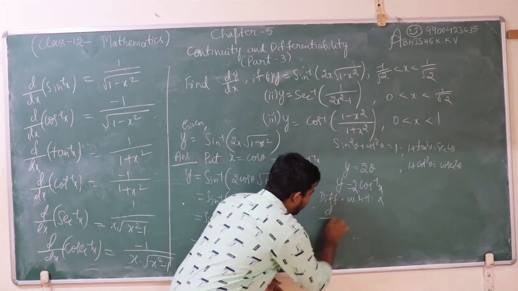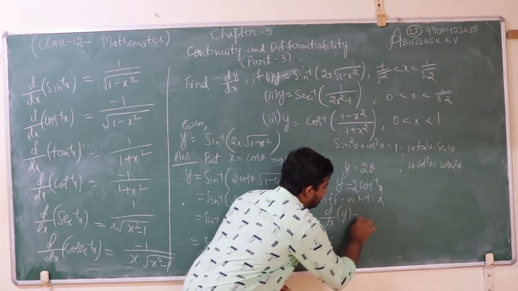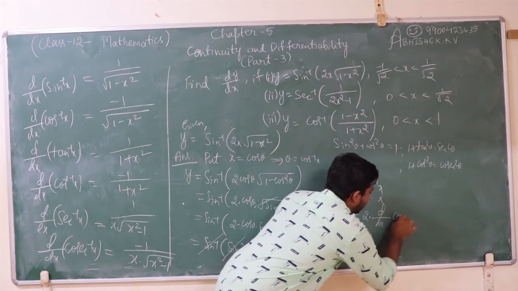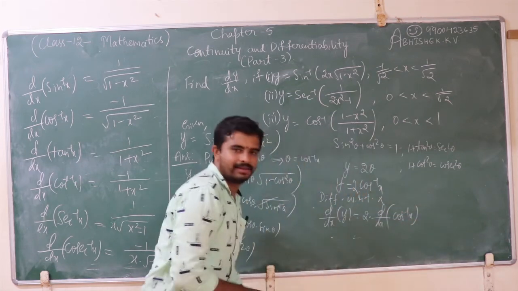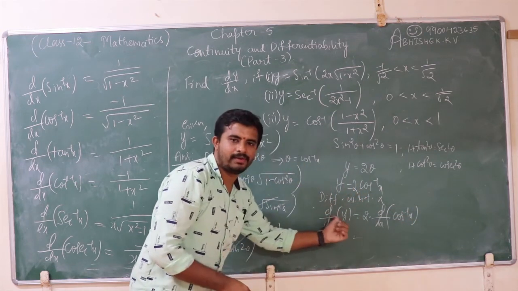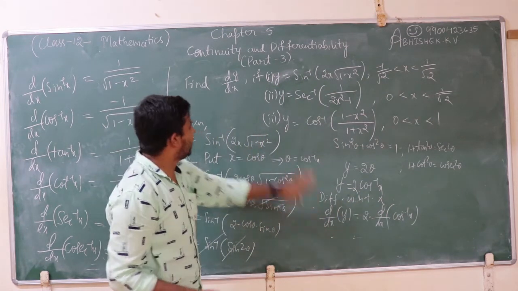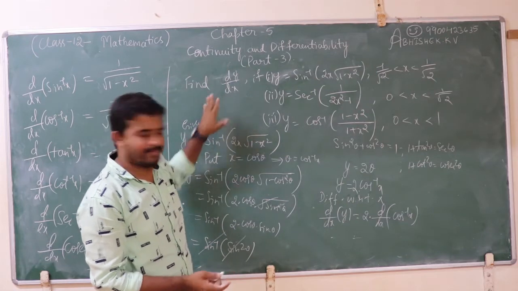Therefore, d by dx of y is equal to 2 into d by dx of cos inverse x. Derivative of one parameter with respect to another parameter remains the same. Therefore, we are getting the LHS as dy by dx.